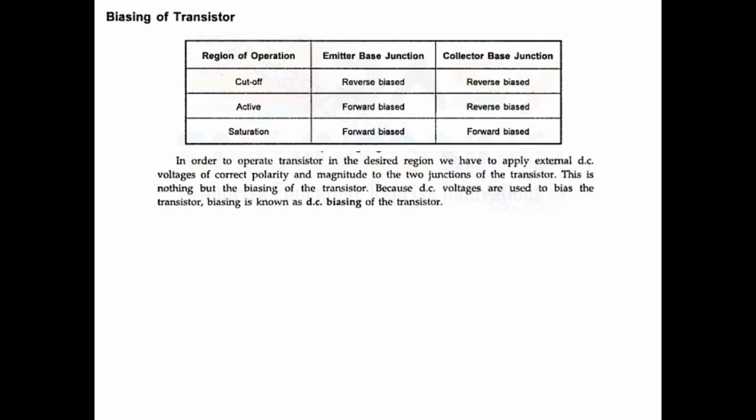How do you make this? Whether the emitter base junction and the collector base junction are forward or reverse biased depends on the biasing mechanism. So without biasing, you cannot use an individual transistor for any application. Applying the external voltages is called biasing, to make the transistor work in a particular region of operation.